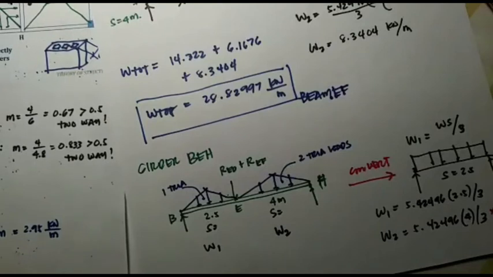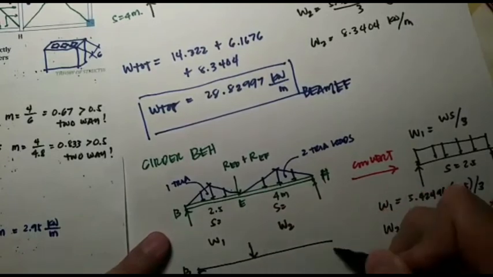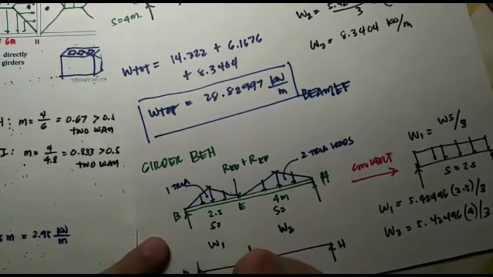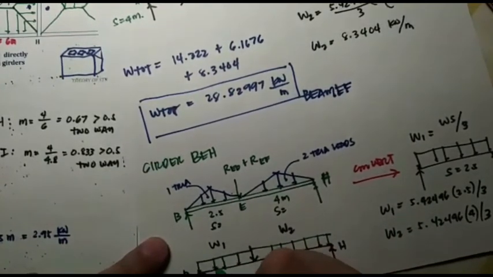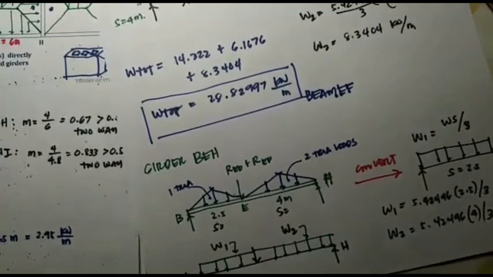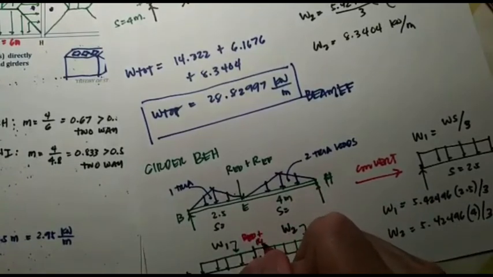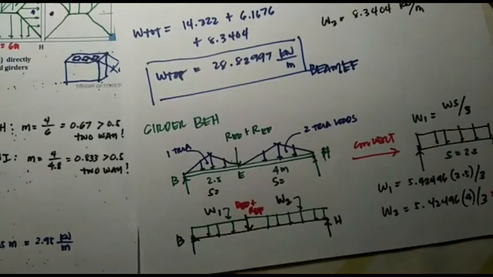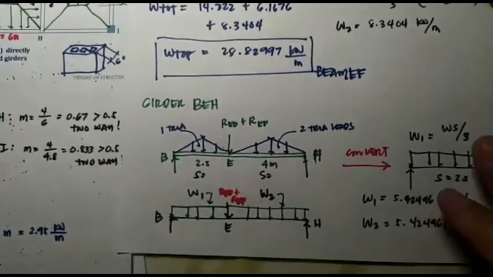So the effect is that your beam becomes like this. This is B, this is the concentrated load, this is H, and then you have a uniform load. This is W1, this is W2, now uniform loads. Then these are the reaction at ED and the reaction at EF. So that is girder BEH. Okay? So that's it for girder BEH.